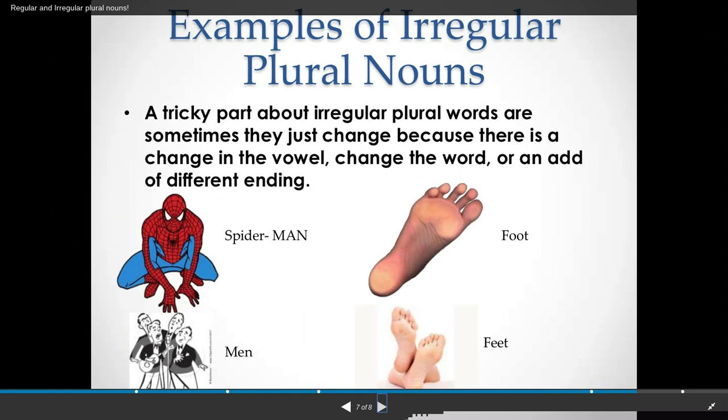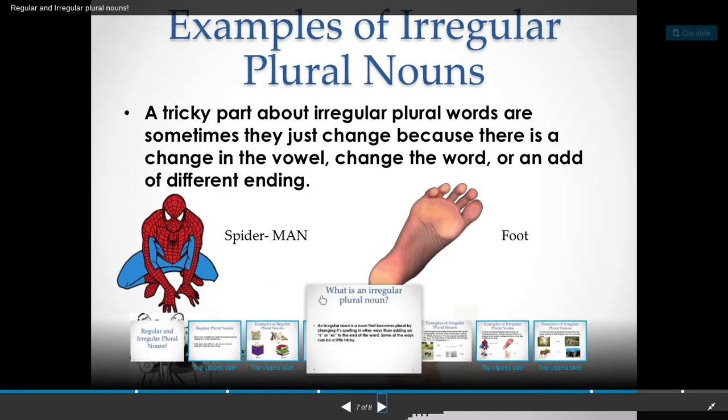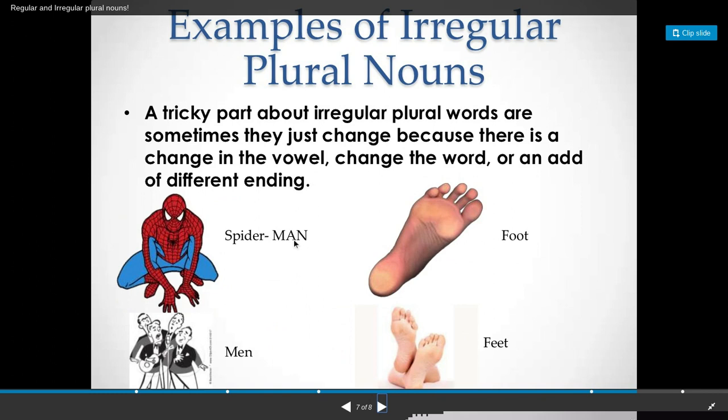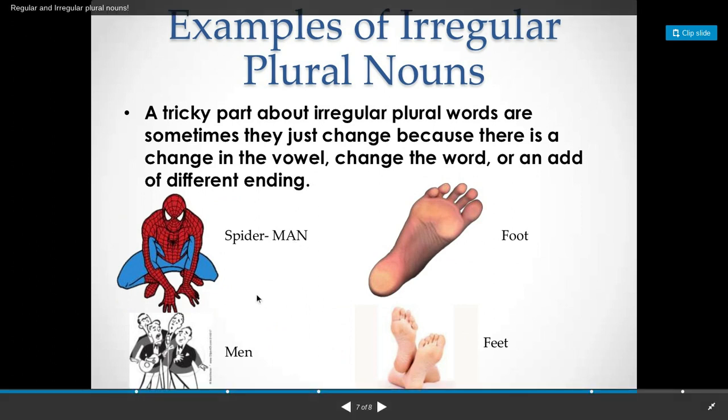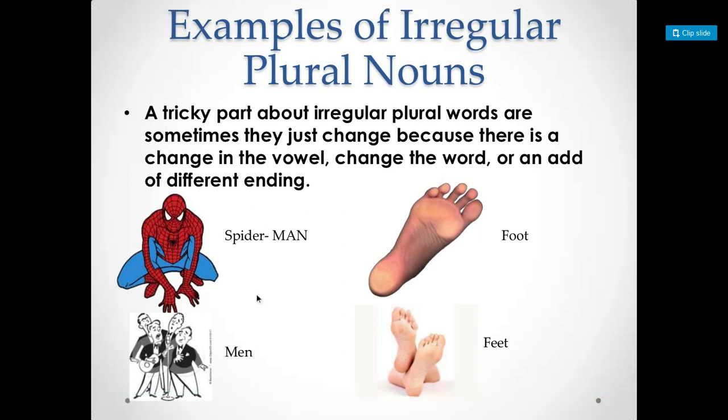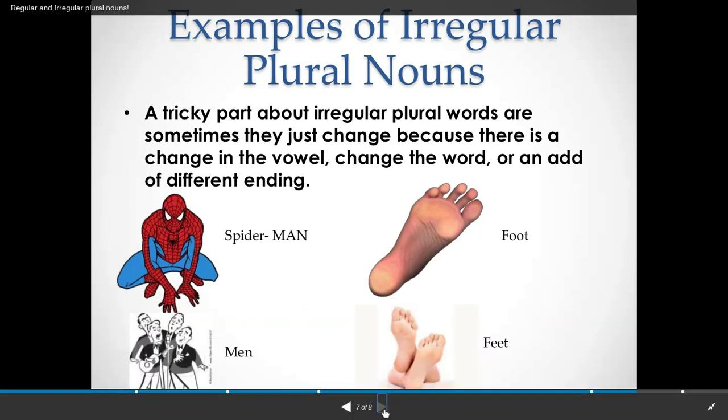Sometimes we have these irregular plural nouns that you just completely change the word altogether, right? You could change one of the nouns or more than one of the nouns. So when we have one man, like Spider-Man, and then we have more than one, we get men. We change that A to an E. Then we have foot. One foot has OO. More than one foot is feet, and we change it to an EE. These are irregular because they don't follow the regular rule of plural nouns.